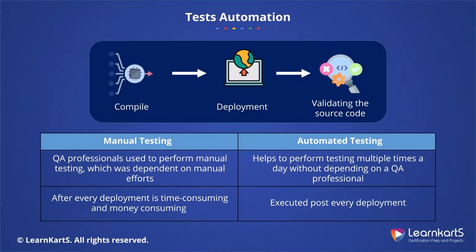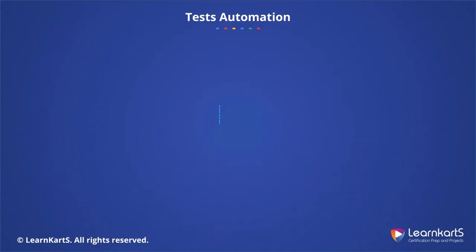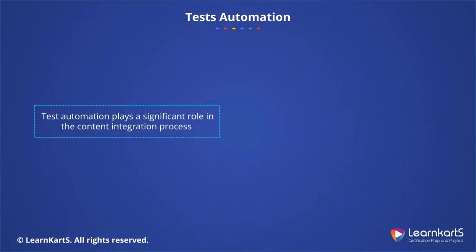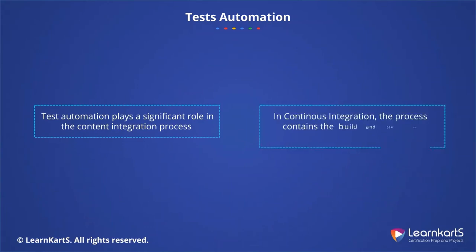That's the main thing we have here, to understand how these things can be done. Test automation plays a very important role in the continuous integration process, because in continuous integration we have the build and the test case automation. Both things we have to automate, with the help of the CI/CD pipelines.